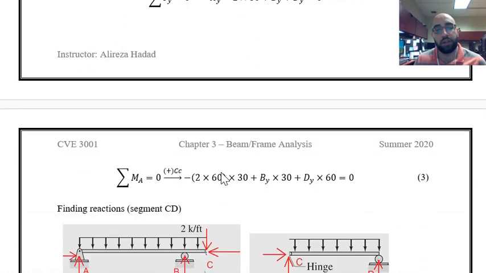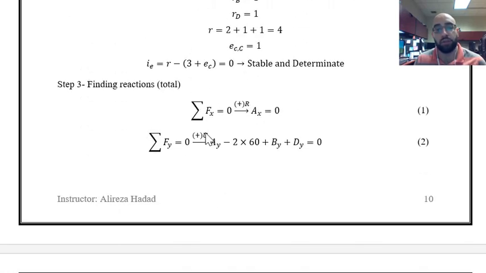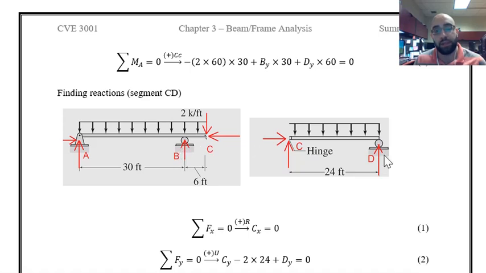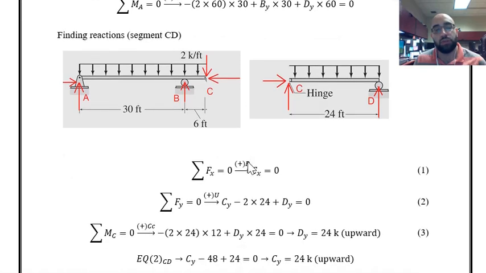Then I try to find the reactions by writing the equations of equilibrium for the total beam. And as you can see, the number of unknowns is greater than the number of equations. That's why I considered separated segments of the beam, and the separation is happening at the hinge. Pay attention to the way that I am putting the forces at point C. I don't know the forces, so I just assume them like this at one segment and then put the reactions of them on the other segment. Right? Following this procedure, now we can write the equations of equilibrium for each of these segments.